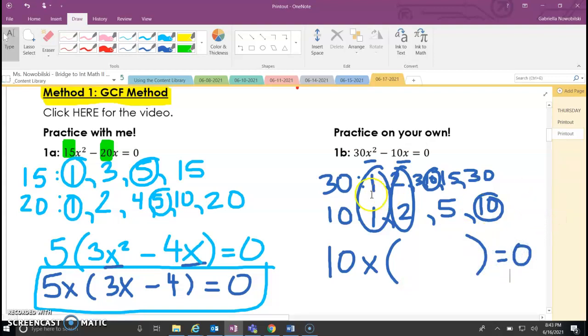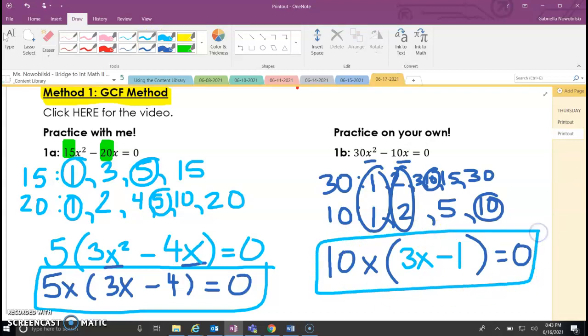And now I need to see what I have to multiply to get back to my original question. So 10 times what gets me to 30? Well, 10 times 3. And if I pulled an x out in front, again, I have another x left here. And again, what do I multiply by 10x to get me back to 10x? You just multiply by 1. So this should have been your final factored form there.